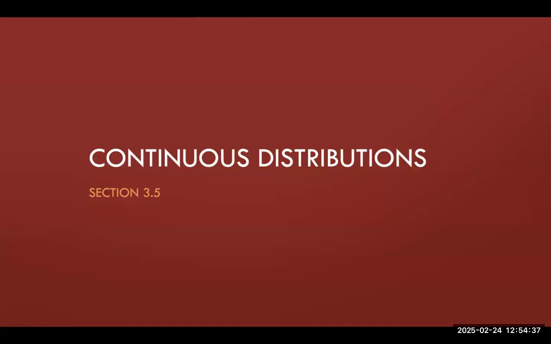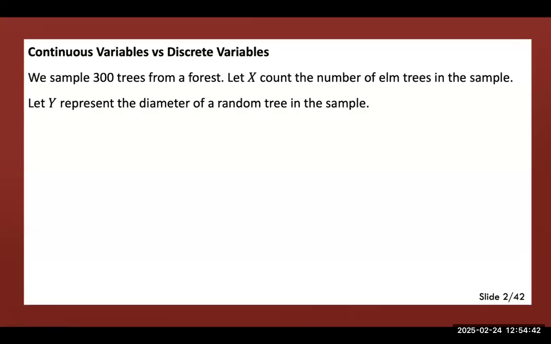In this video, we're going to introduce continuous distributions. Let's recall the difference between continuous variables and discrete variables. Suppose we sample 300 trees from a forest, and X counts the number of elm trees in the sample. Notice that X could be 0, we don't have any elm trees out of the 300 trees, could be 1, 2, all the way to 300.